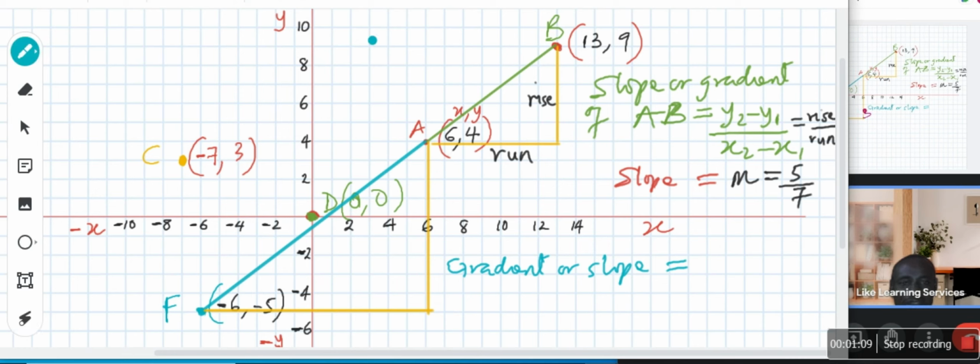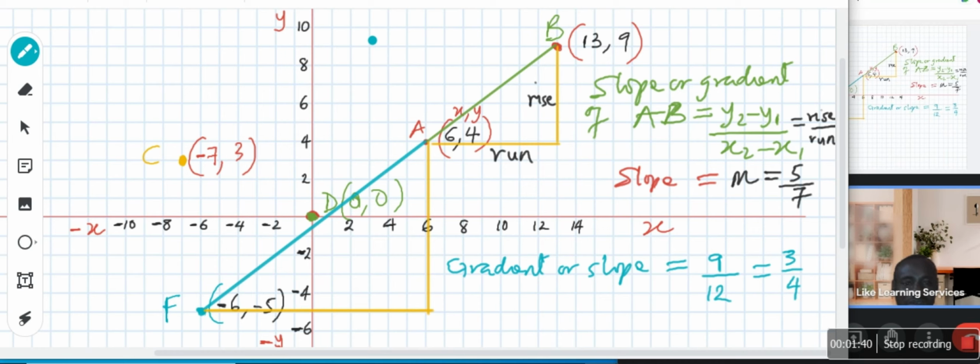Yes, 9. That's the rise. What's the run? Let me count again. 1, 2, 3, 4, 5, 6, 7, 8, 9, 10, 11, 12. That's correct. 9 over 12, or you can say 3 over 4. That's the gradient: rise over run. That's the simple way to do this.